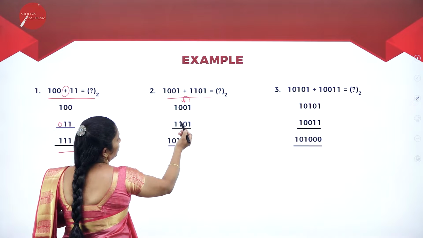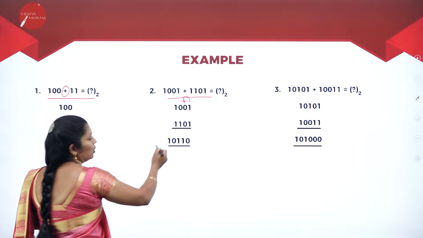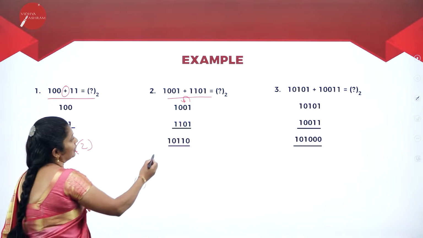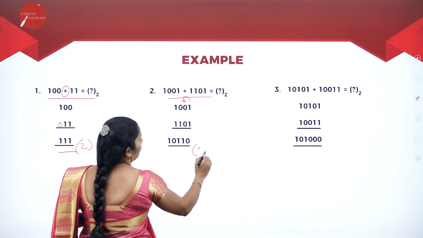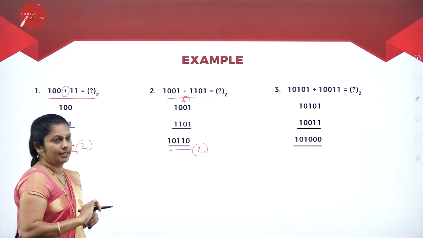Then here 0 plus 1, the value is 1. Once again 1 plus 1. Once again the value is 0 with carry 1. Then this is the binary addition method.